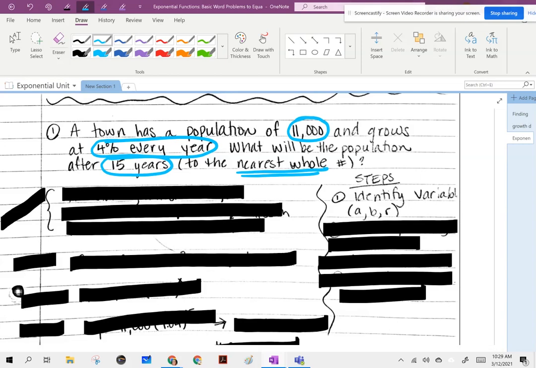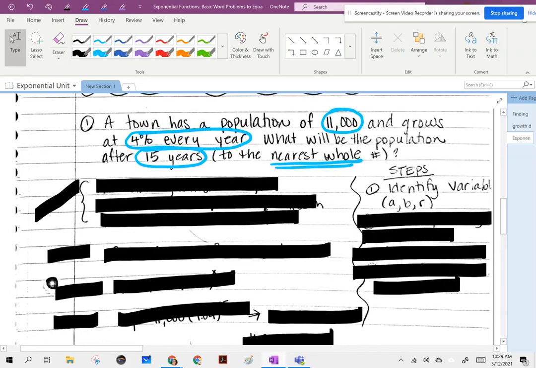So when we go and identify the variables, let's go through and identify those variables real quick. So again, the A is going to represent the initial amount. So in this word problem, are you able to determine what is the starting amount? In this particular word problem, what would that number represent?